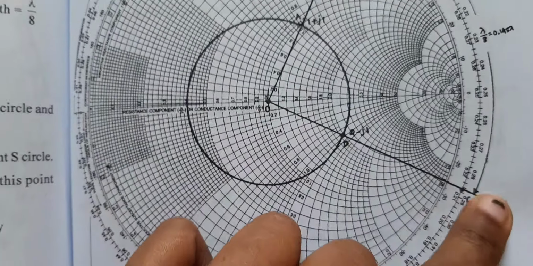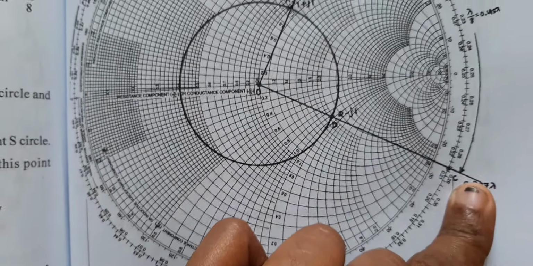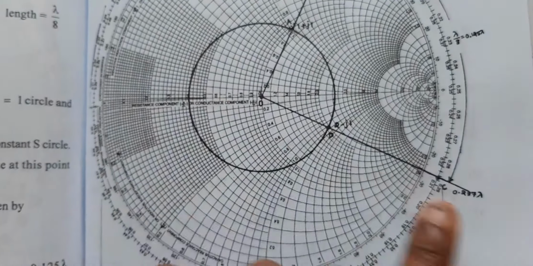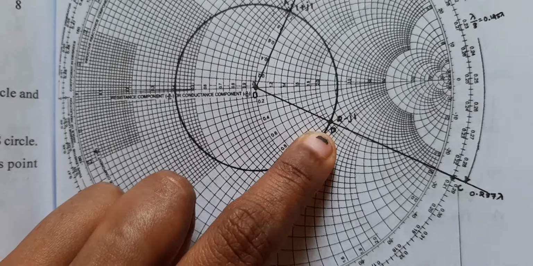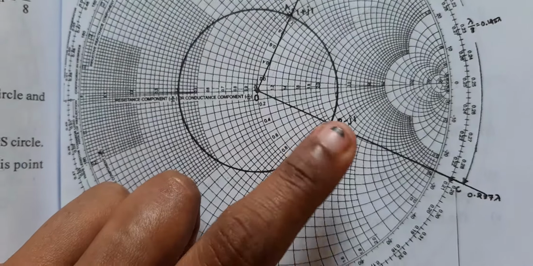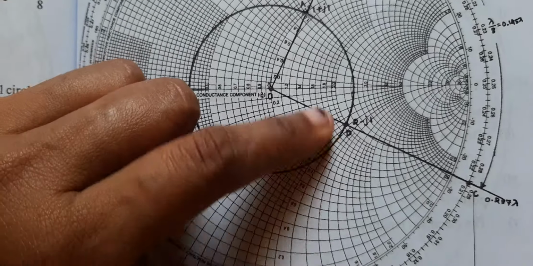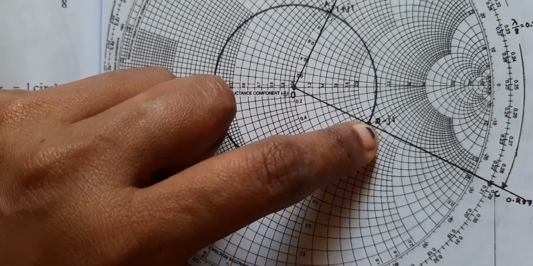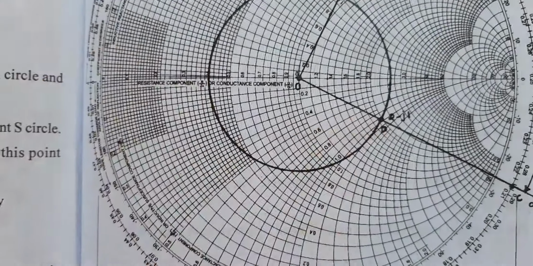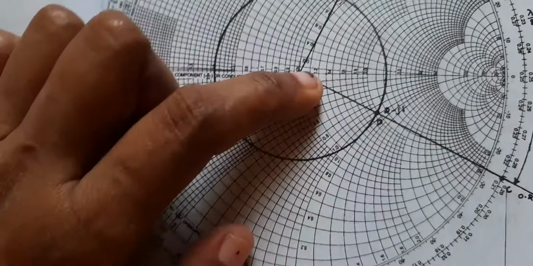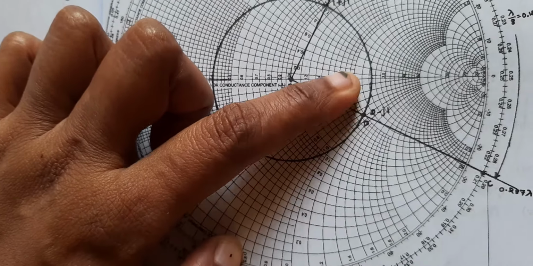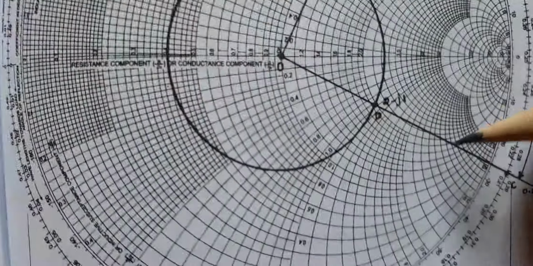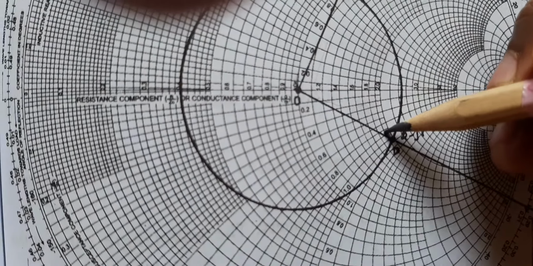Now join the center point and this 0.287 lambda value. Join them, and the point where it cuts the constant S circle is taken as D. Mark that point and read the impedance value at it. Now at this point, we need to see which circle this is. So the resistance circle value is 2. Okay, at this point the circle is 2.